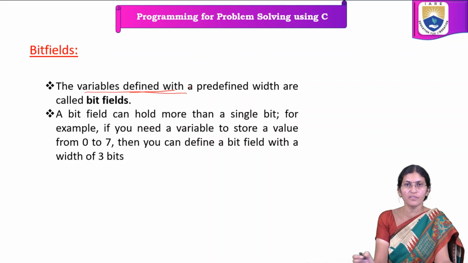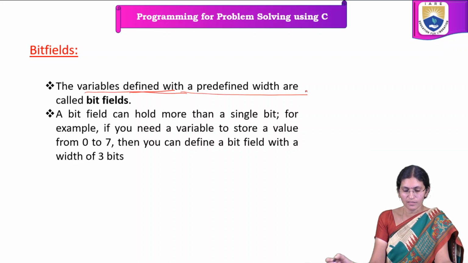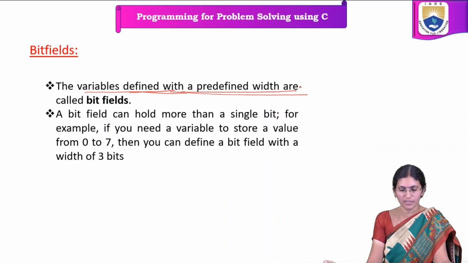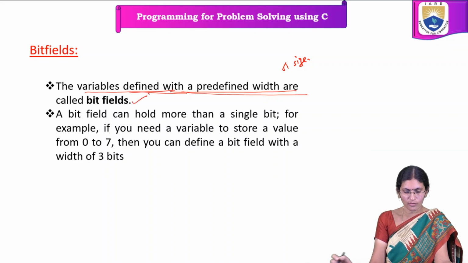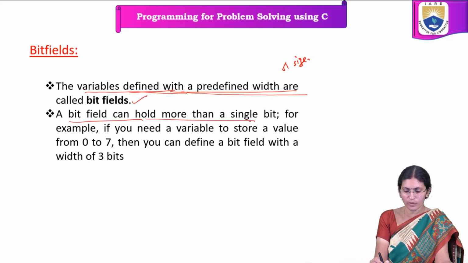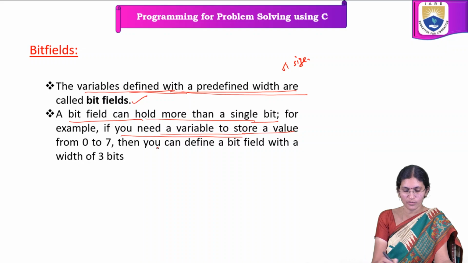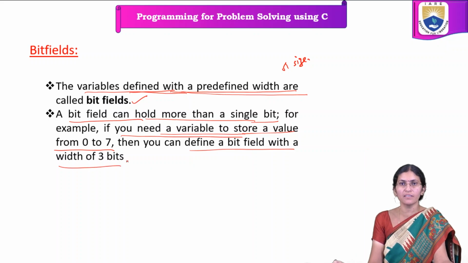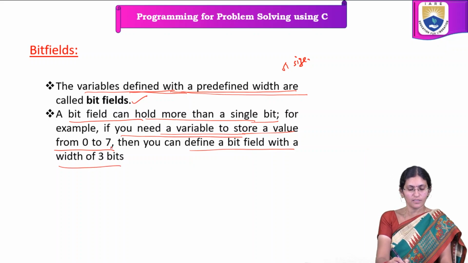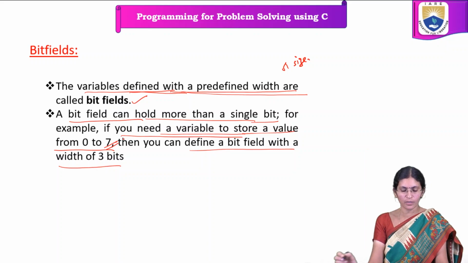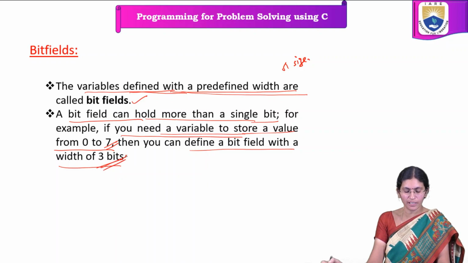Bitfields are variables defined with a predefined width, or size. The variables which are defined with a predefined width or size are called bitfields. A bitfield can hold more than a single bit. For example, if you need a variable to store a value from 0 to 7, then you can define a bitfield with a width of 3 bits. That means for representing 7 in the memory, 3 bits are required, so we can specify the bitfield width as 3.